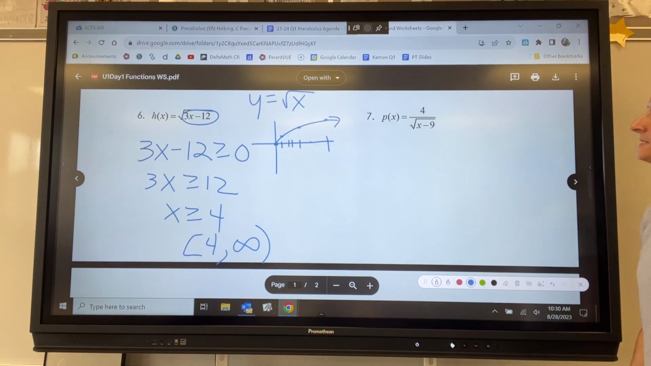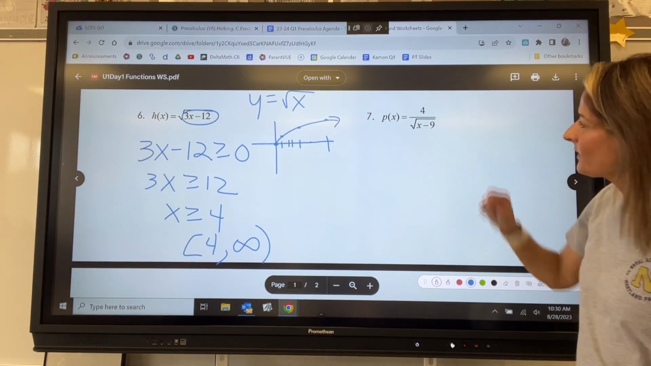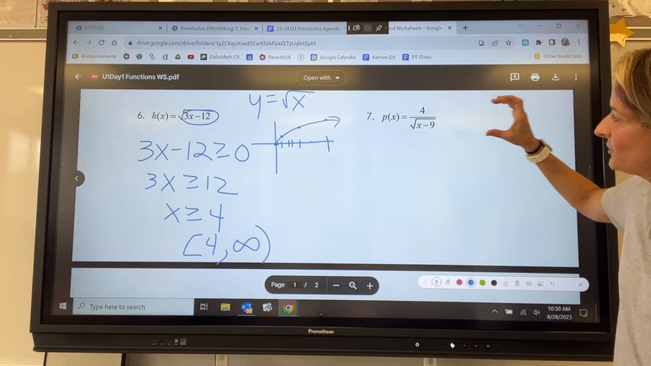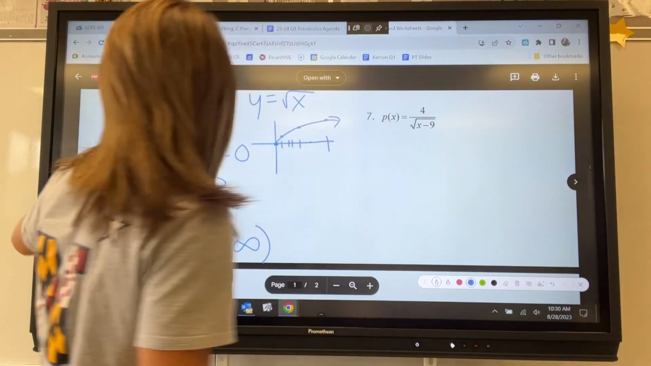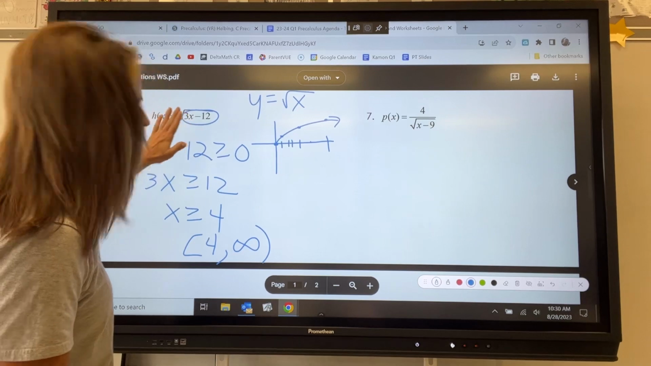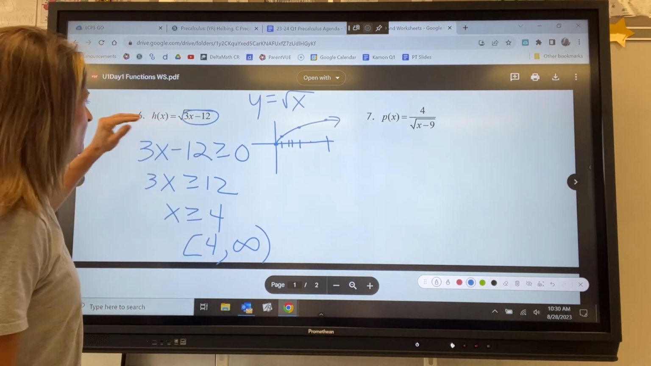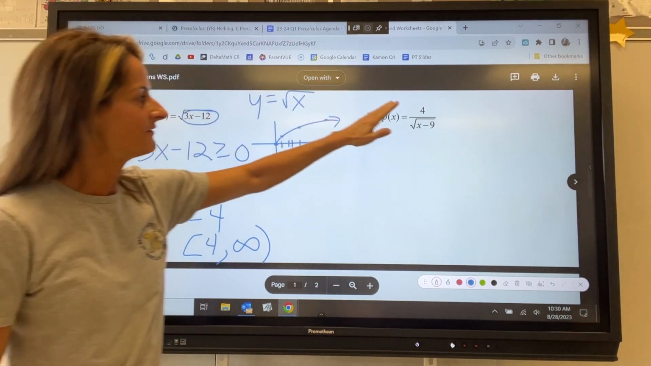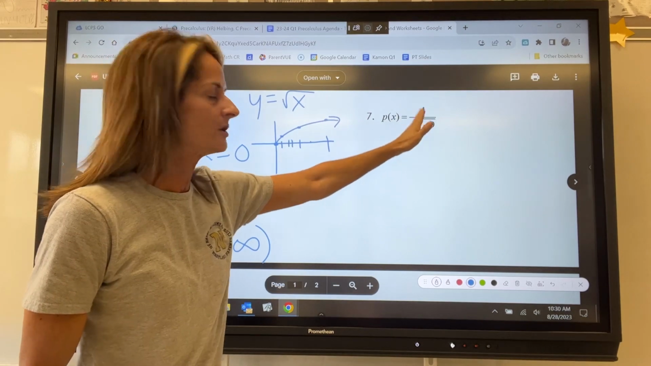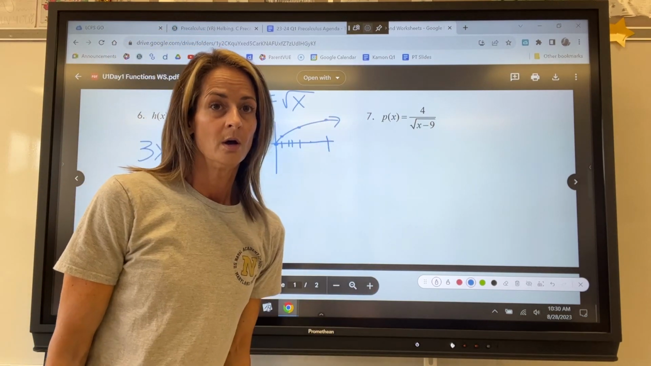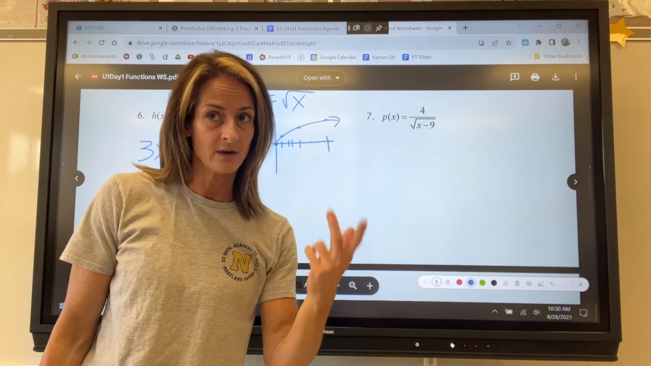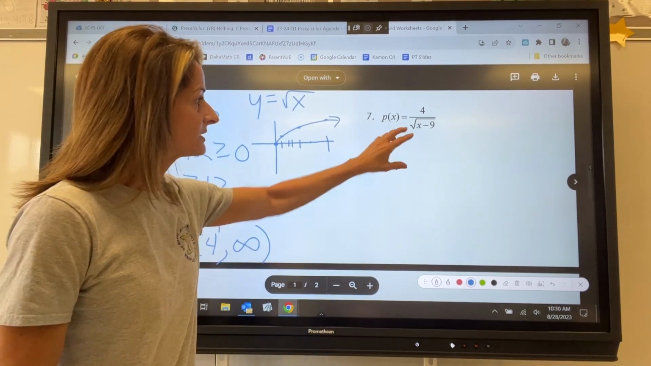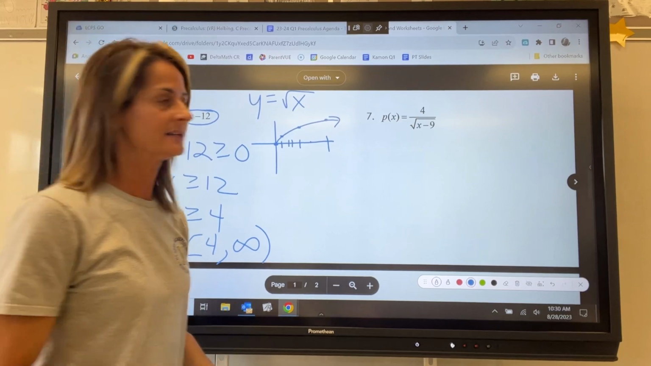Okay, number 7, we do have a radical, however, this radical is in our denominator. In the last one, we could include 0 because the square root of 0 is just 0. Our problem here is that if the square root in our denominator is 0, we're going to have a 0 in our denominator. Undefined, can't graph it. So this one, we're going to have to set x minus 9 equal to what?